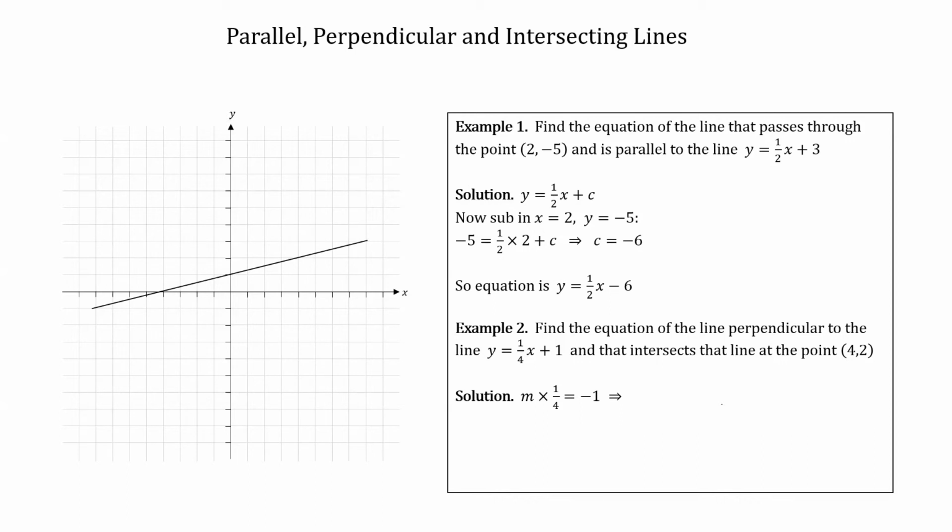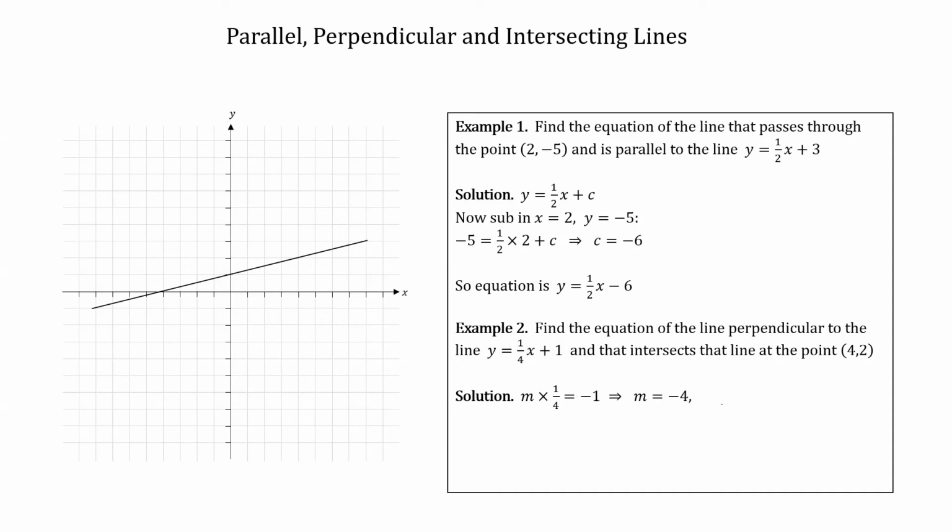So if we call m the gradient of the line we're trying to find, then when we times it by 1/4, we must get -1. And then we simply rearrange this, and we get that m is -4. So -4 times 1/4 would give you -1. So this is the gradient of the line we're looking for.